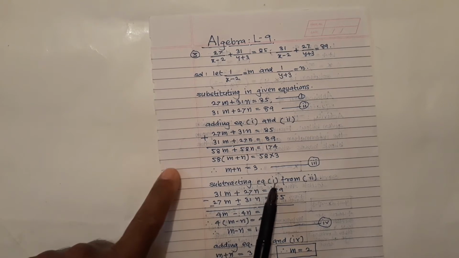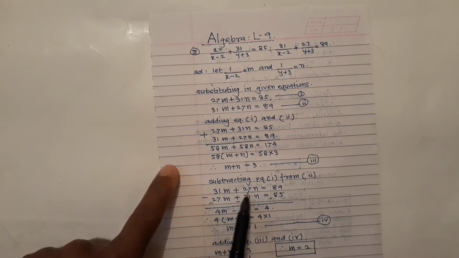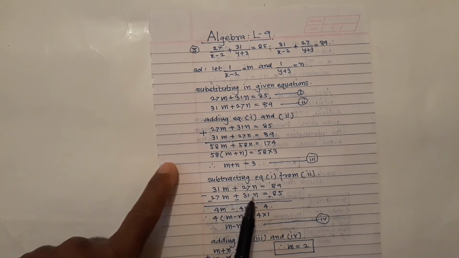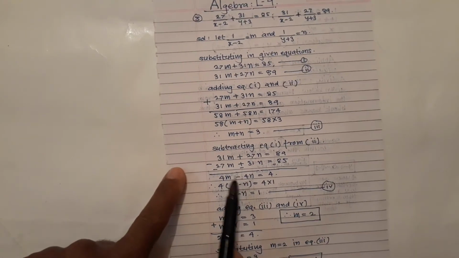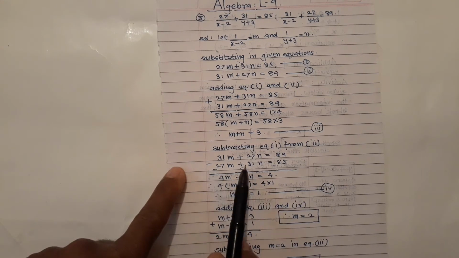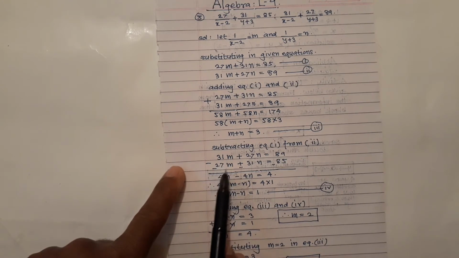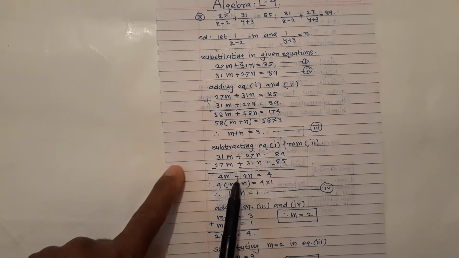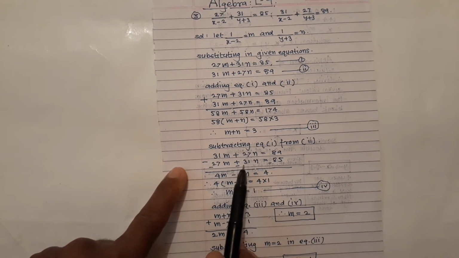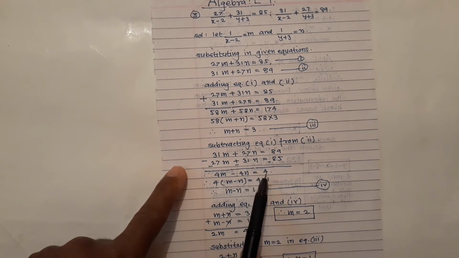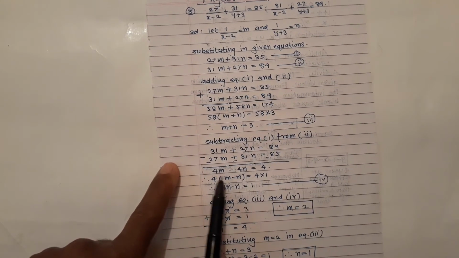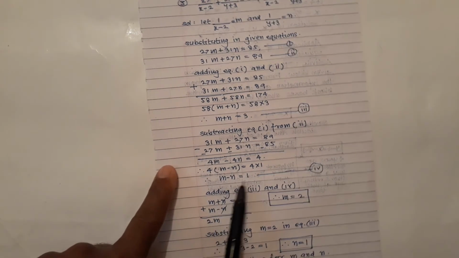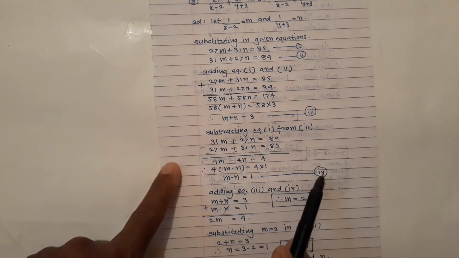Then subtracting equation number 1 from 2, 31m plus 27n is equal to 89 minus 27m plus 31n is equal to 85. Since it is subtraction, change the signs. So positive becomes negative for each term. 31 minus 27 is equal to 4m. Now here 31 is the larger number, so the sign is negative: 27 minus 31 is equal to minus 4n, and 89 minus 85 is equal to 4. So I take 4 common, 4 into bracket m minus n is equal to 4 into 1. 4, 4 get cancelled and we get a very simple equation m minus n is equal to 1. Suppose this is number 4.